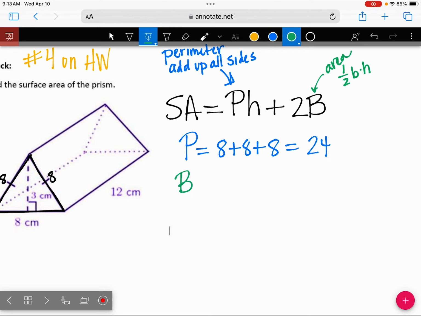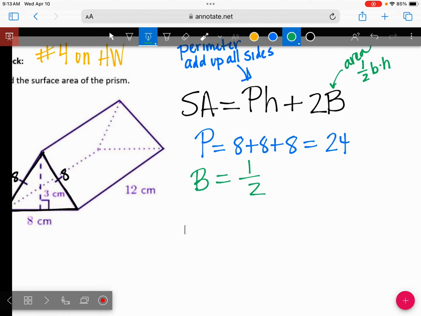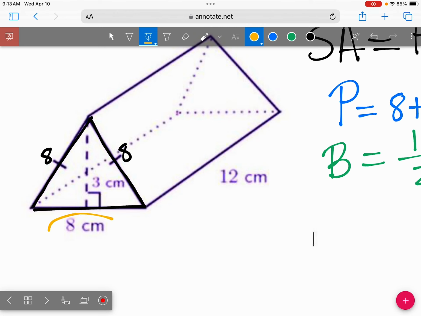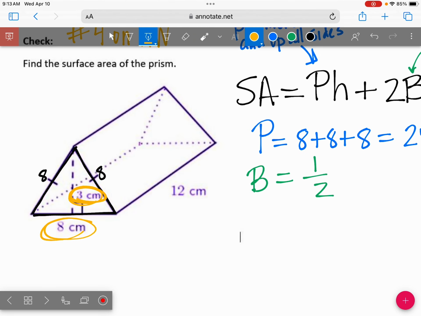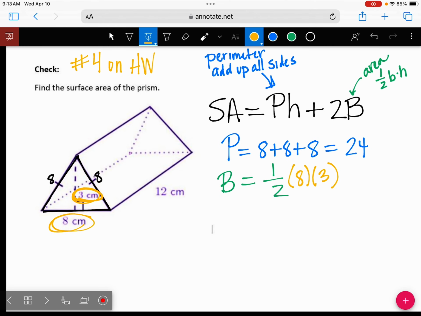Now to find the area of the base, that equals 1/2. This number is the base, and this number is your height. So it's 1/2, 8 times 3. All right, go ahead and type that in your calculator and see what you get. You should get 12. Who got 12? Okay, so now we're ready to fill it in.